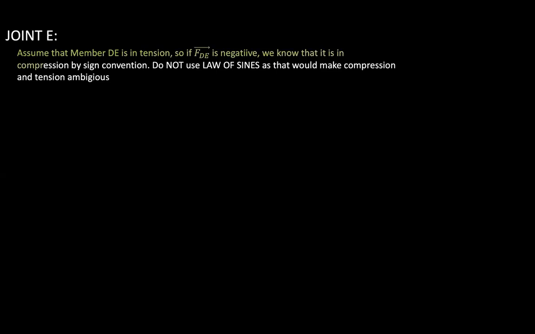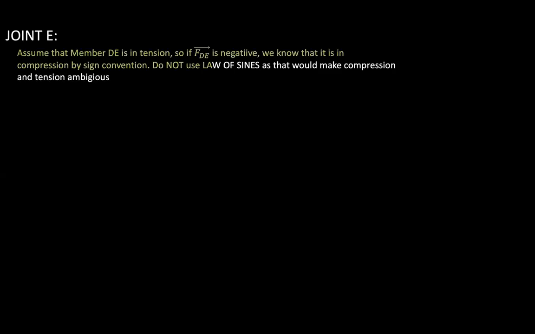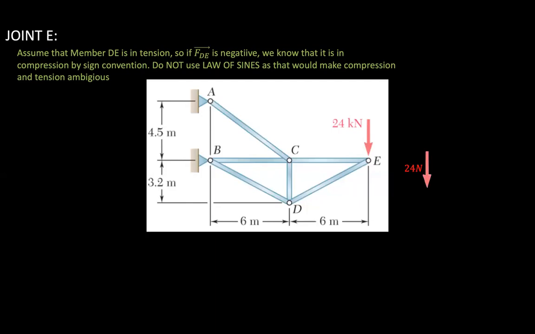Joint E. First, we'll start our analysis by analyzing joint E. Assume that member DE is in tension, so if the force of DE is negative, we know that it is in compression by sign convention. Do not use the law of signs, as that would make compression and tension ambiguous, because it will always give you a positive value for F, as you can see here. But it's good to note that often it is easy to predict whether a member is in tension or compression by using force triangles, as you will see later.